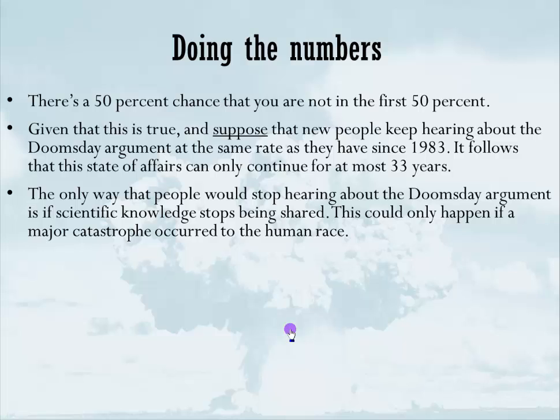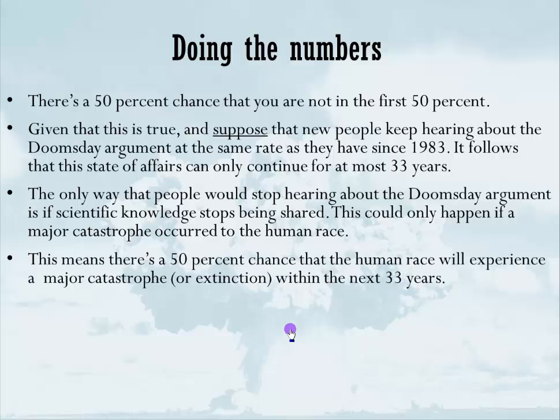Now, the only way that people would stop hearing about the Doomsday argument is if scientific knowledge stops being shared. It's a published argument, and scientists share and people talk about scientific ideas. And this is one scientific idea. It's gained currency. It's been discussed in the astrophysical community. So the only way that this argument would stop being discussed is if a major catastrophe occurred to the human race. Then scientific research and knowledge would stop. There's no other way that this argument would stop being shared. It's knowledge, and knowledge is always going to be shared.